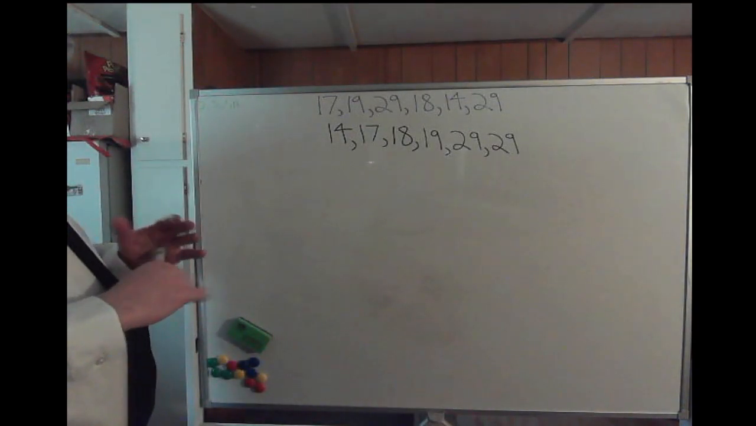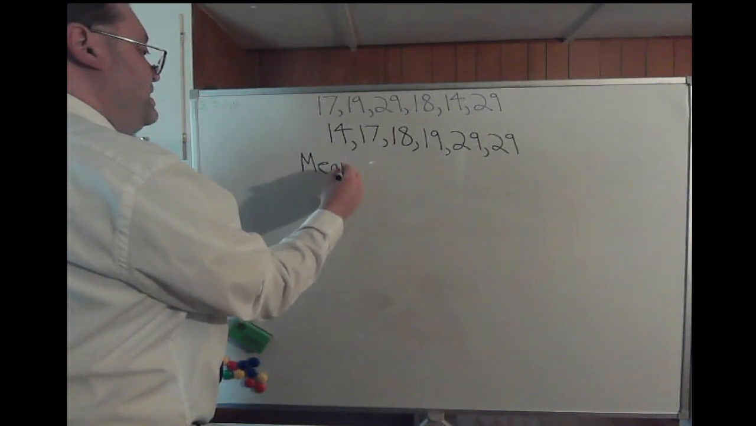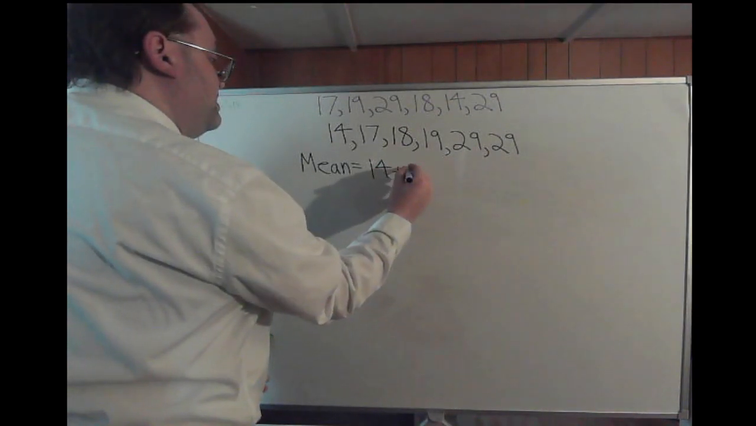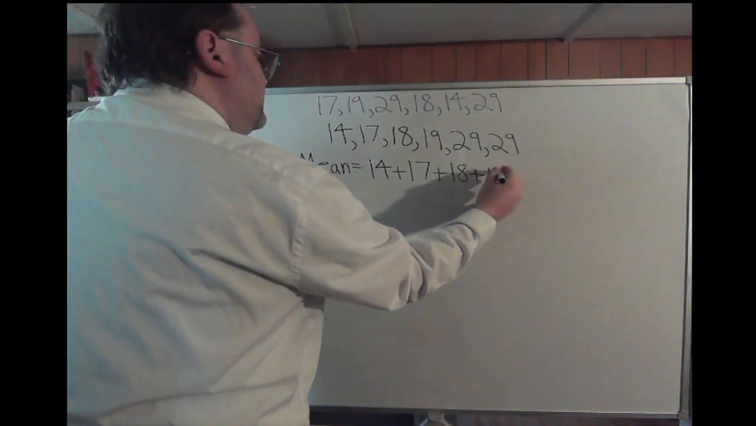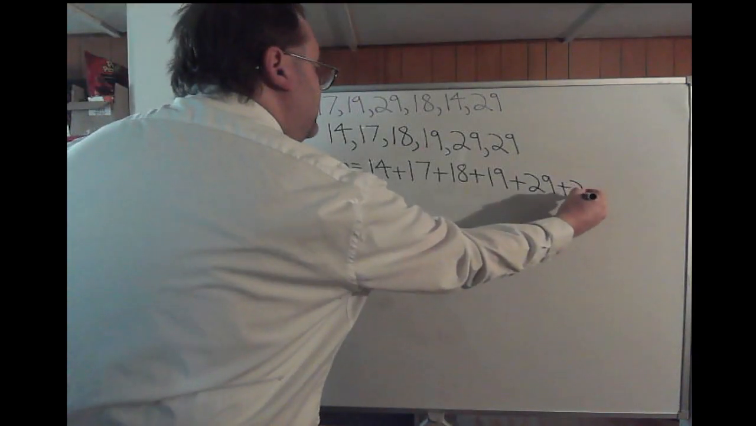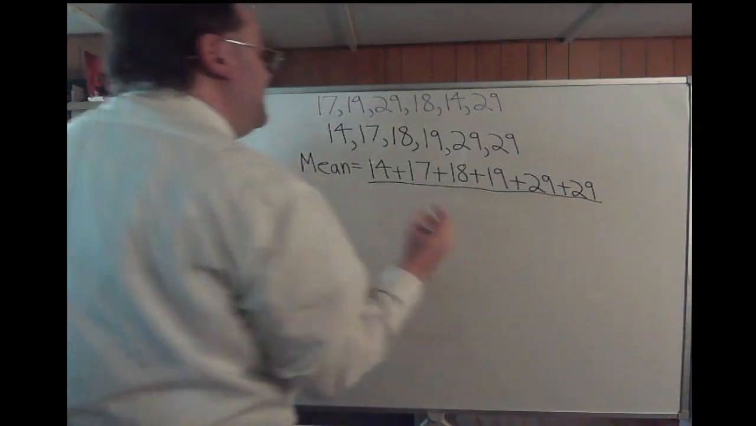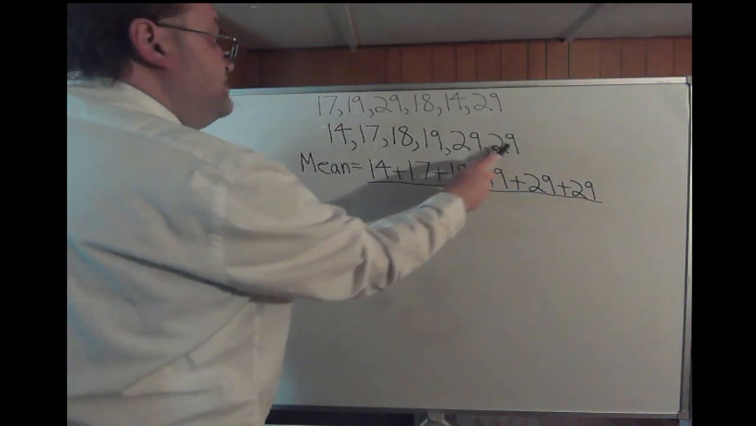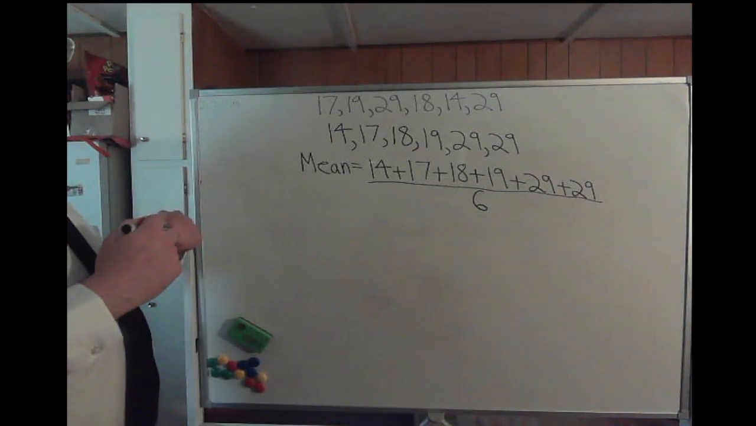So again, let's go ahead and find our mean, our average. For the mean, we're just going to take this list of numbers and add up all the numbers here: 14 plus 17 plus 18 plus 19 plus 29 plus 29. We're going to divide the sum of all those numbers by the number of numbers there are. So we have 1, 2, 3, 4, 5, 6 numbers. In this case, we're going to divide by 6 because we have 6 numbers.